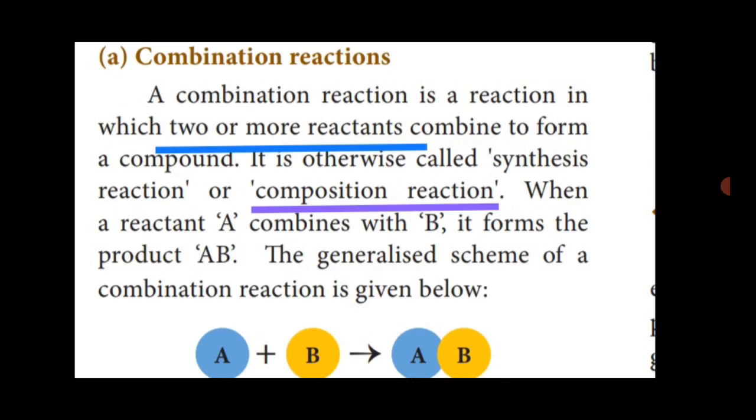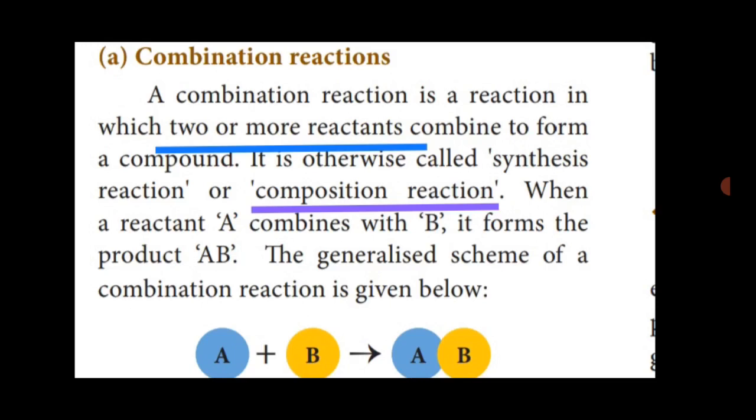When reactant A combines with reactant B, A and B are the reactants. The reactants are present on the left side of the arrow mark. A is one of the reactants and B is the other reactant. Both reactants combine to form a product. The product is present on the right side of the arrow mark. A and B combine to form a product AB.